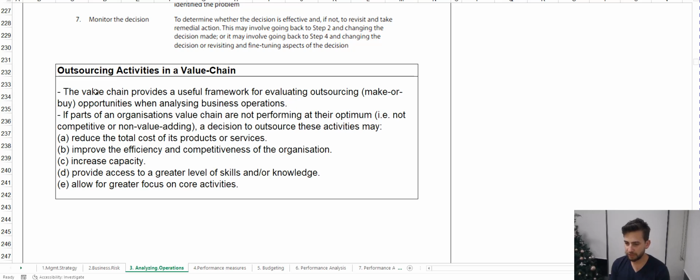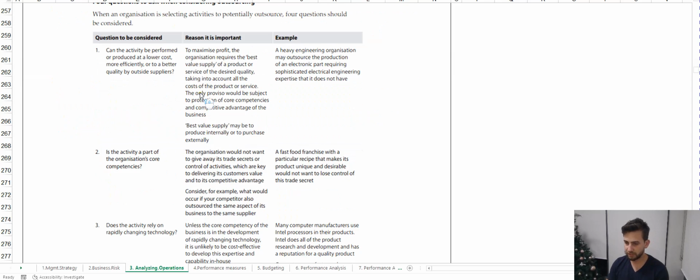So if parts of an organization's chain are not performing at the optimum level, i.e. non-competitive or non-value adding, a decision to outsource these activities may A. reduce the total cost of its products or services, B. improve the efficiency and competitiveness of the organization, C. increase capacity, D. provide access to a greater level of skills and or knowledge, E. allow for greater focus on core activities.